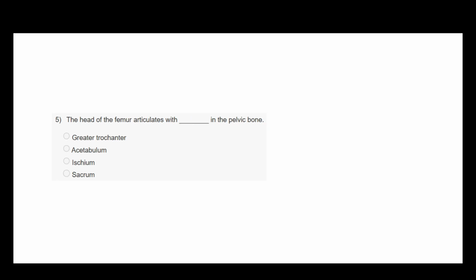The head of the femur articulates with the dash in the pelvic bone. Greater trochanter, acetabulum, ischium, or sacrum. Ischium, sacrum belong to the spinal column. And greater trochanter is in the femur of the body. So the answer is acetabulum, which basically forms the socket for the head of the femur.